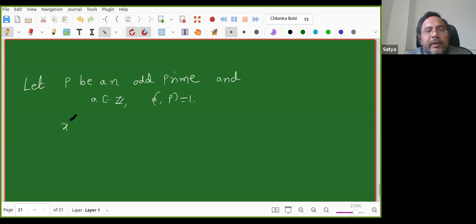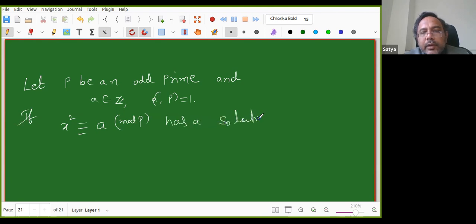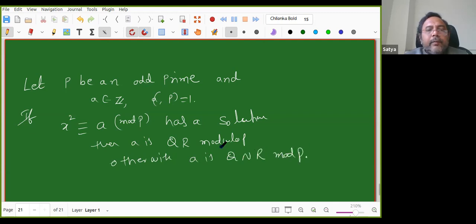So we'll check whether x square is congruent to a modulo P. If x square is congruent to a mod P has a solution, then we say that a is a quadratic residue modulo P. Otherwise, a is called a quadratic non-residue modulo P. Okay, this is the definition.